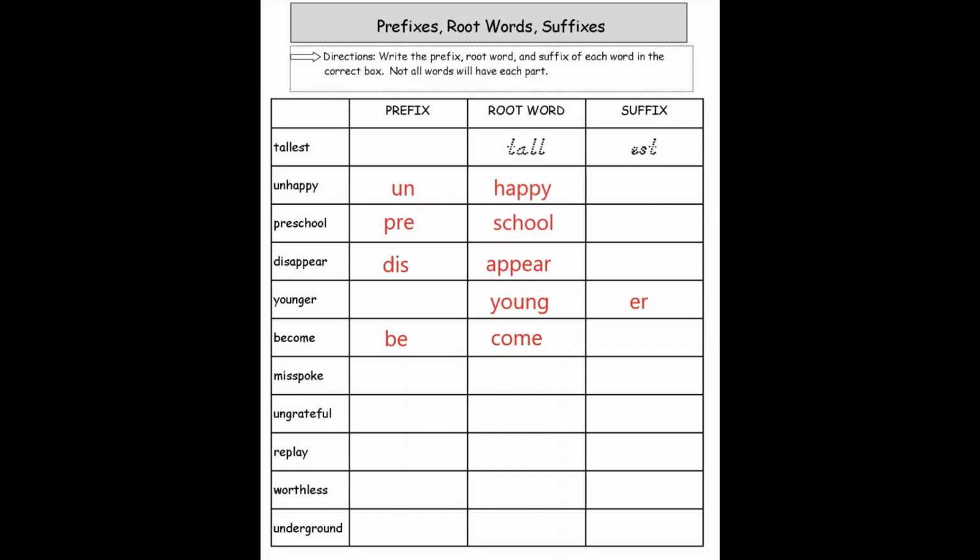Next word is misspoke. Again, I'm going to look at the root word, and it's going to be spoke, which means the other answer will be a prefix, and that's miss, M-I-S. Okay, looking at ungrateful, the root word there will be grateful, and well, I've already answered the question, so it's going to be a prefix because the word in front of grateful is un, so un is the prefix.